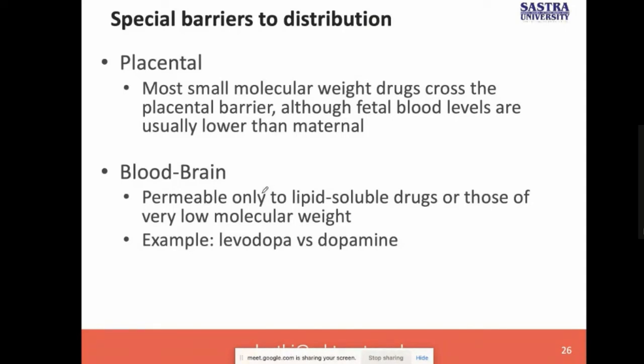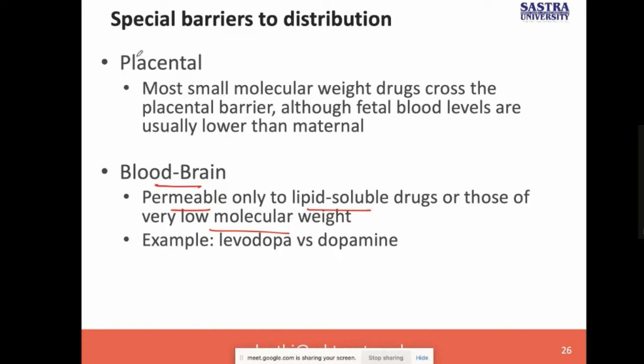There are two special types of barriers for distribution. One is placental, another one is blood brain. Blood brain, I just told you, right? The blood brain barrier will be permeable only to highly lipid soluble drug molecules with lower molecular weight. You have to remember this point. They should have very high lipid solubility with low molecular weight. That's the condition for crossing the blood brain barrier. Very high means not too high. Some threshold value is there, we will discuss later.